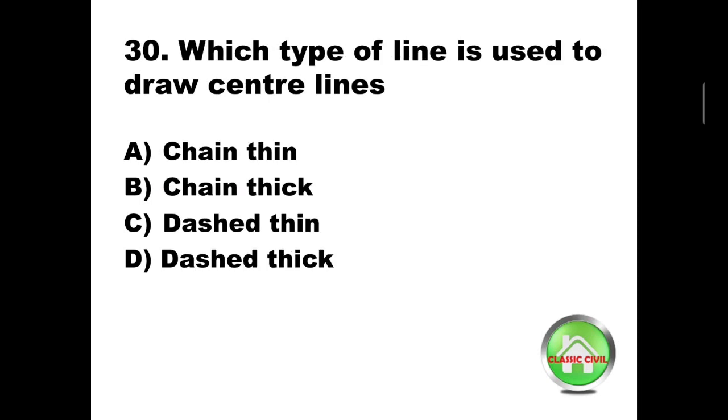Question number 30. Which type of line is used to draw center lines? Option A, chain thin. Option B, chain thick. Option C, dashed thin. Option D, dashed thick. Answer is option A, chain thin.